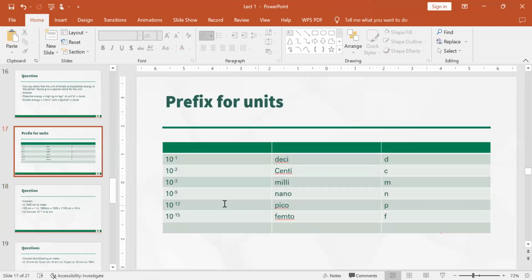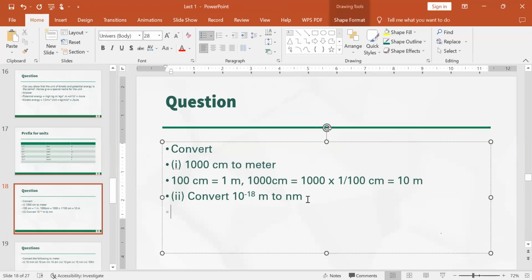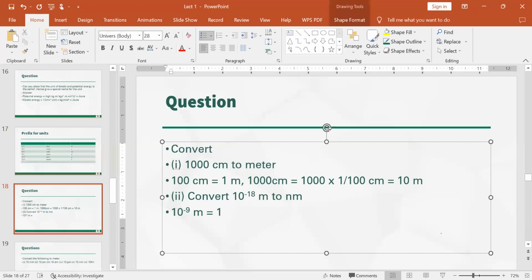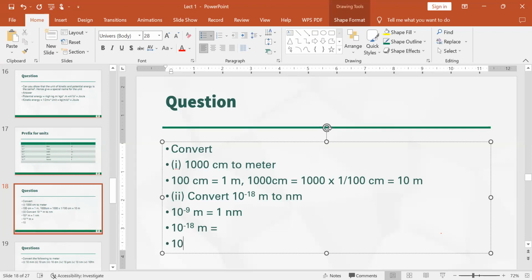So now check it there. 10 to minus 9 meter is equal to 1 nanometer. Convert 10 to minus 18 meter to nanometer. So the working is: 10 to minus 9 meter is equal to 1 nanometer, right? So 10 to minus 18 meter will be equal to what? 2 nanometer.